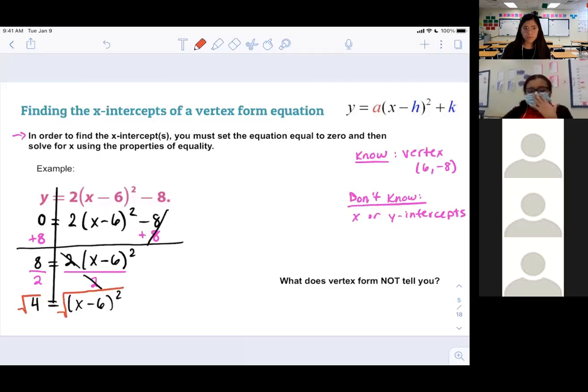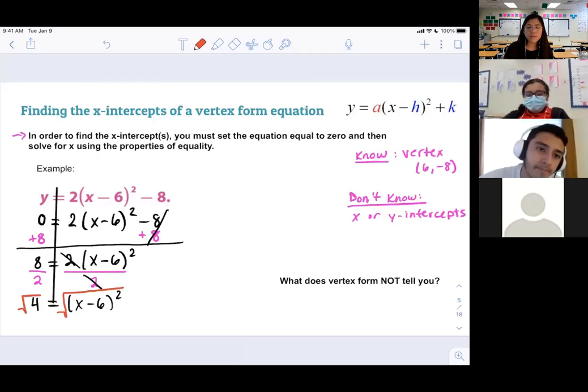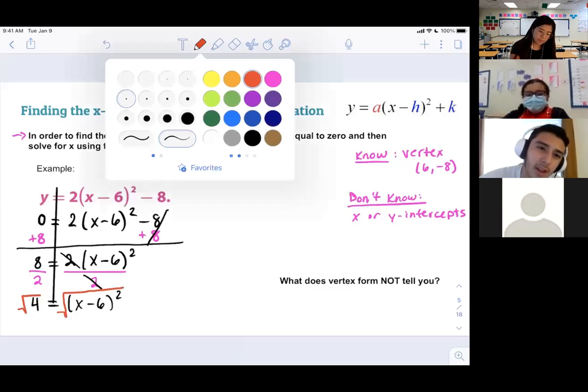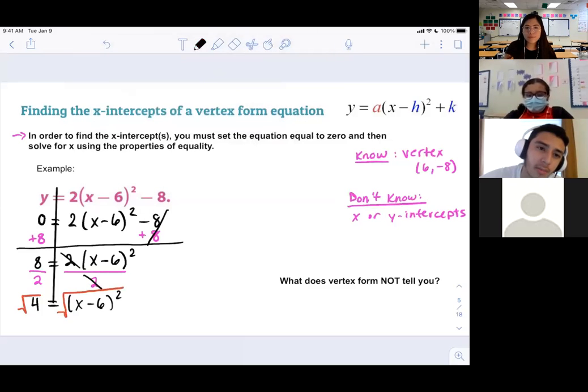When you take the square root of a number, you actually end up with 2 answers. When you take the square root, you can also get negative, and the reason is because a negative number times a negative number equals the same number. Excellent. Good job, Alejandro. Exactly.